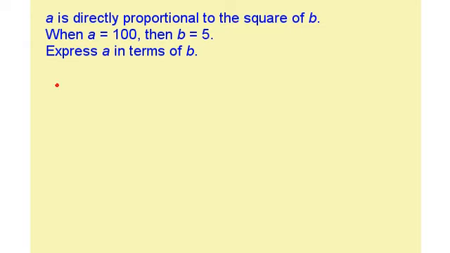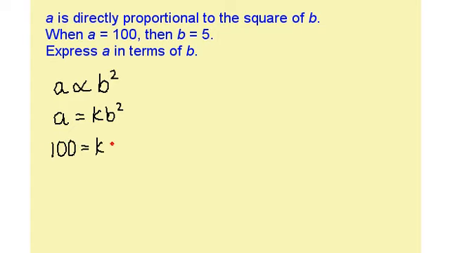This can be written as A is directly proportional to the square of B, which is B squared. Rewrite this as A equals KB squared with our constant of proportionality. We're told that A is 100 and we're told that B is 5, so we have K times 5 squared. 5 squared is 25, so we have 25K.